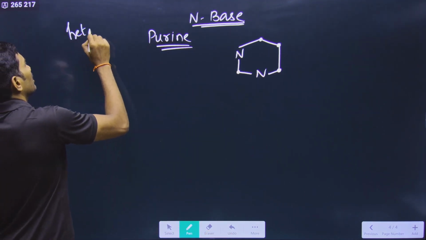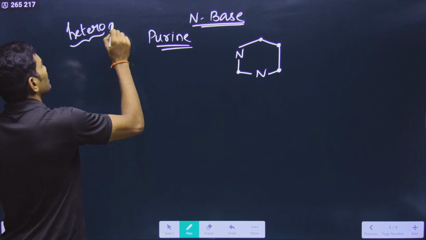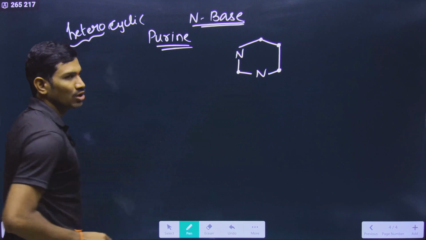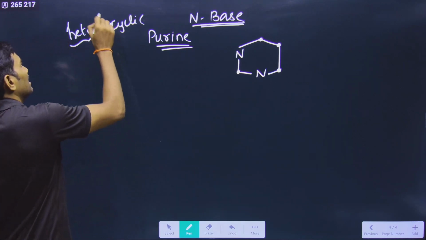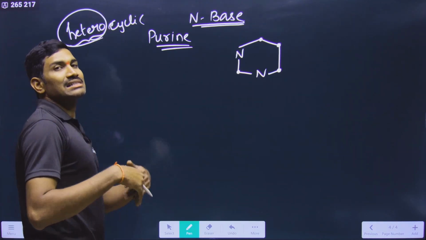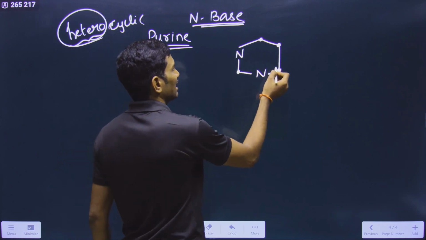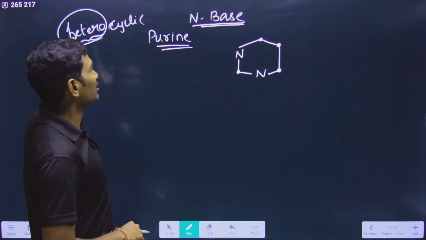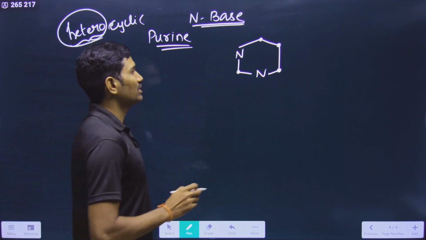Hetero means different, cyclic means ring. So these are cyclic rings, but they are not made up of only carbons. Here, along with the carbon, nitrogen is also present in the ring. That's why it is called a heterocyclic ring. This is how it is present.